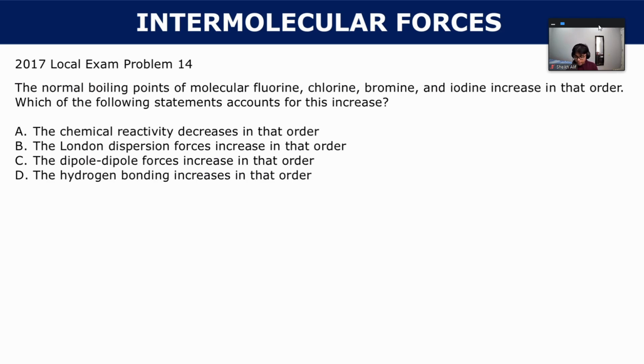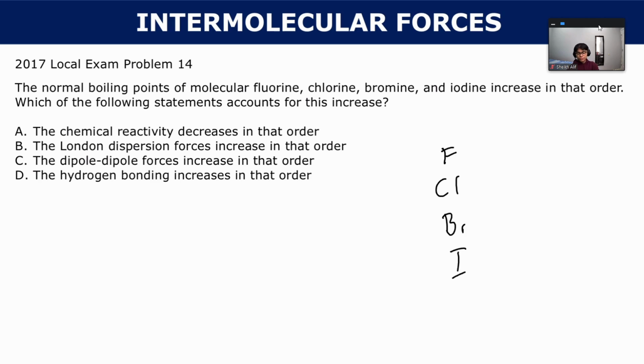Let's move on to problem 14 of 2017. The normal boiling points of molecular fluorine, chlorine, bromine, and iodine increase in that order. Which of the following statements accounts for this increase? If you look at fluorine, chlorine, bromine, and iodine in the periodic table, you're going to see that they're right on top of each other. So fluorine, chlorine, bromine, and iodine.